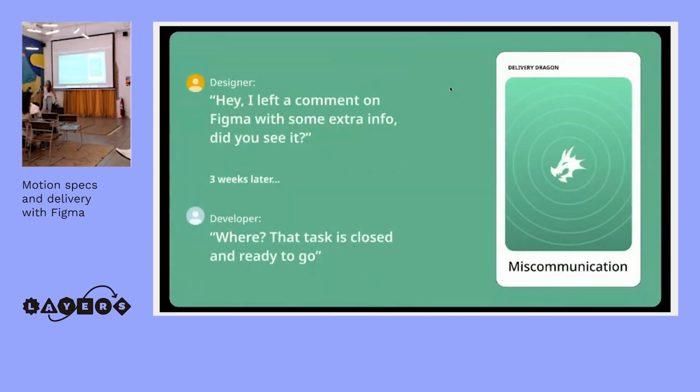So moving on to another dragon, this is miscommunication. "Hey, I left a comment on Figma with some extra info. Did you see it?" Three weeks later, the developer replies, "That task is closed. I have no idea what comment you were talking about." This happens a lot, which is designers and developers were leaving comments but not mentioning anyone, so the comments were just lost in the void. Just one year later, someone saw the comment.